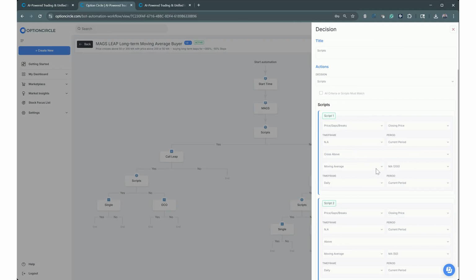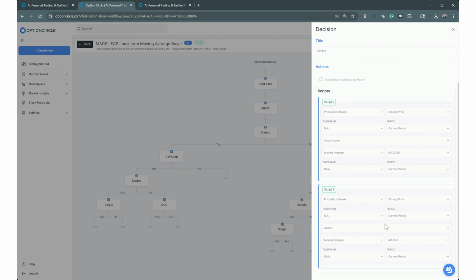Now we do have a secondary script here, and the reason why we have this secondary script is just in case the 50 and the 200-day moving averages are inverted. So we want to make sure that price is above the 200-day moving average, has crossed above it, and price is above that 50-day moving average. So it's just the opposite, and it'll trigger the same thing.